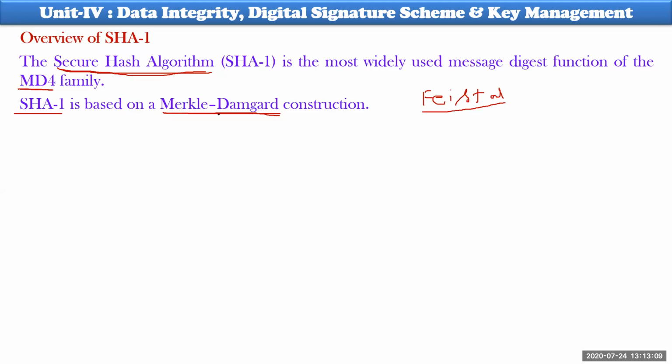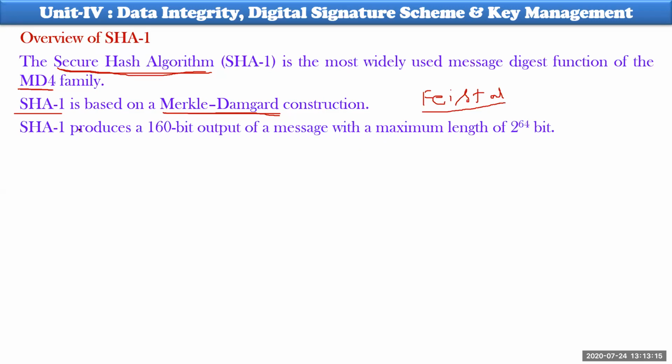These are the two scientists who prepared this construction. Based on this, SHA gets worked out here. And it always produces a hash value of size 160 bits. The output of that hash will be 160 bits.